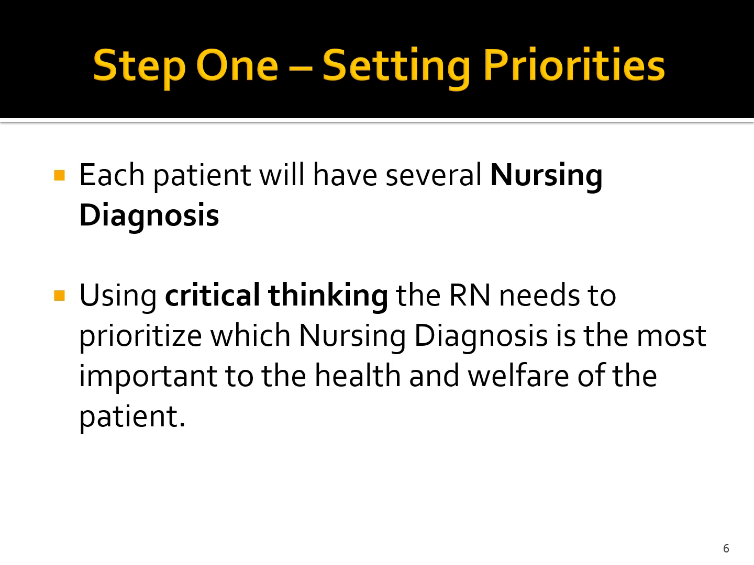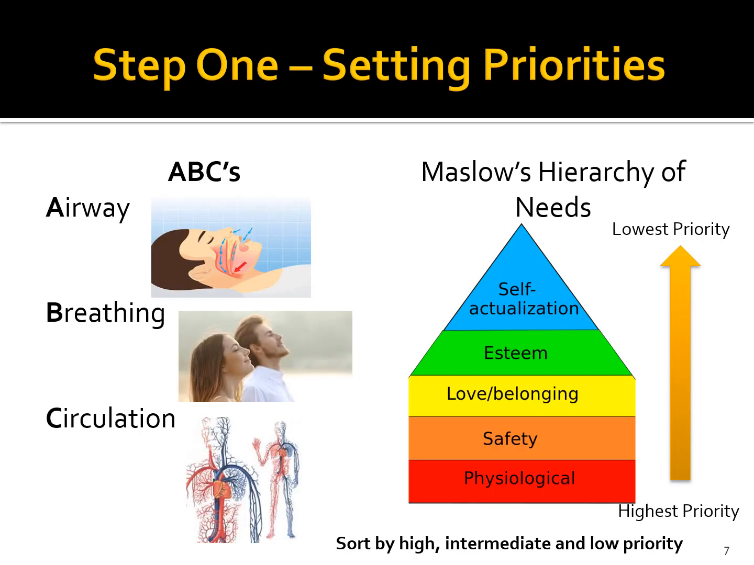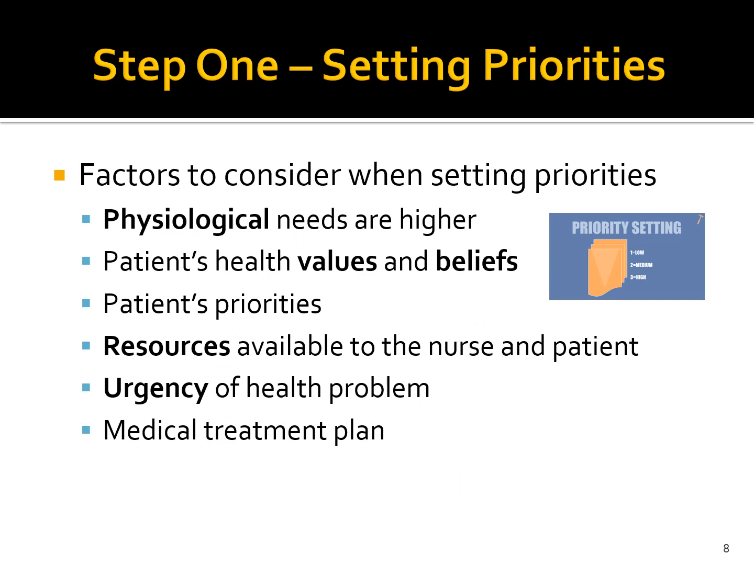Step 1 is setting priorities. Like we talked about in the earlier lecture, each patient will have several nursing diagnoses, and you need to use your critical thinking to prioritize which nursing diagnosis is the most important to the health and welfare of the patient. A review is using Maslow's. Factors to consider when setting priorities.